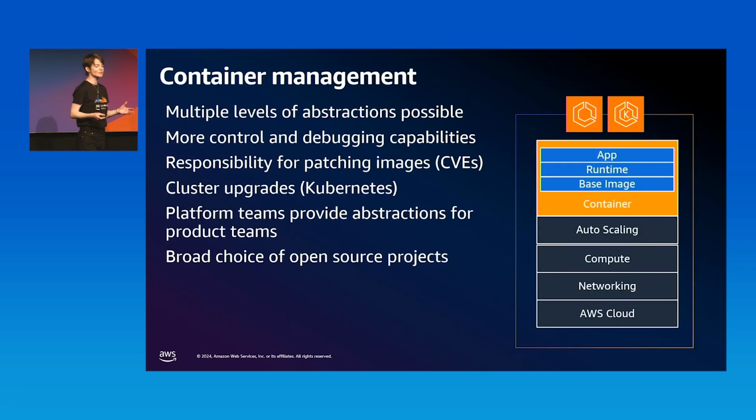Now, in the container world, there is a lot more that you need to manage on your side. There are different levels of abstraction available for container management, and we'll dig into some of those other options, like Fargate and App Runner, a little bit later in the talk. But for now, let's assume that you are using ECS or EKS with EC2. In that case, you have all of these different things listed here that are part of the work that you need to do to manage your container.